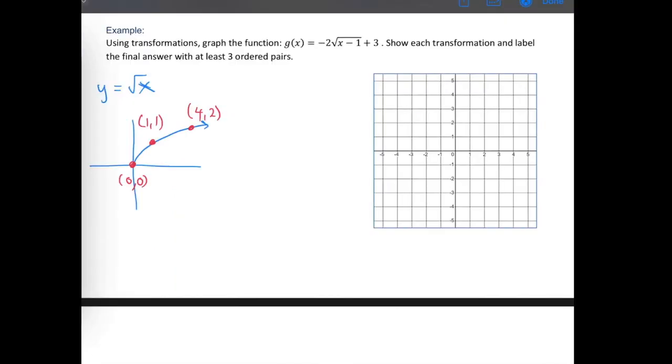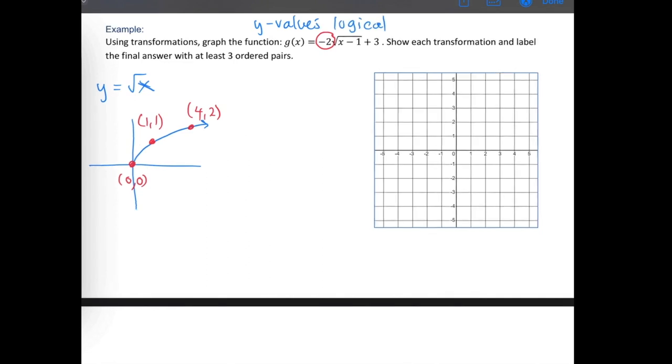So the first thing that we're going to do is apply this outside multiplier. Now this time it has not just a 2, but a negative 2. And when we have a multiplier on the outside, we know that we are going to manipulate the y values in a logical way. This is a vertical transformation. And so what we're going to do to these y values this time, instead of just multiplying by 2, we can actually multiply the y values by negative 2 and perform not only the vertical stretch, but also the vertical reflection at the same time. The negative is a reflection and the 2 is a stretch.